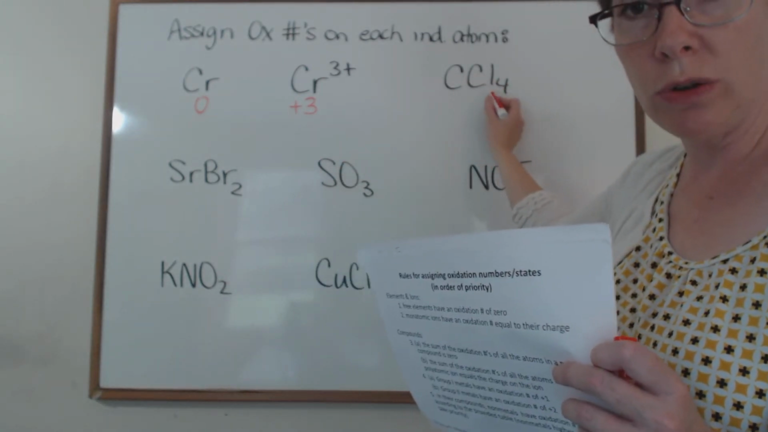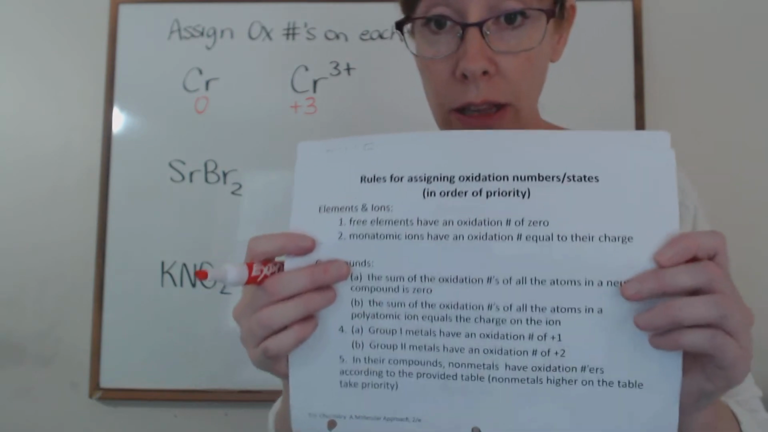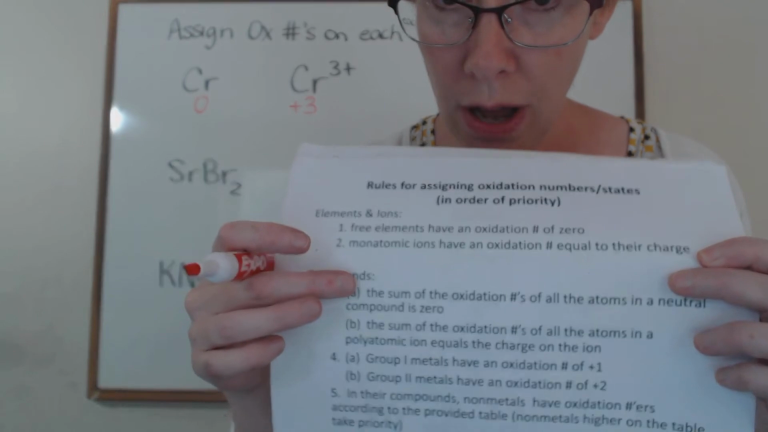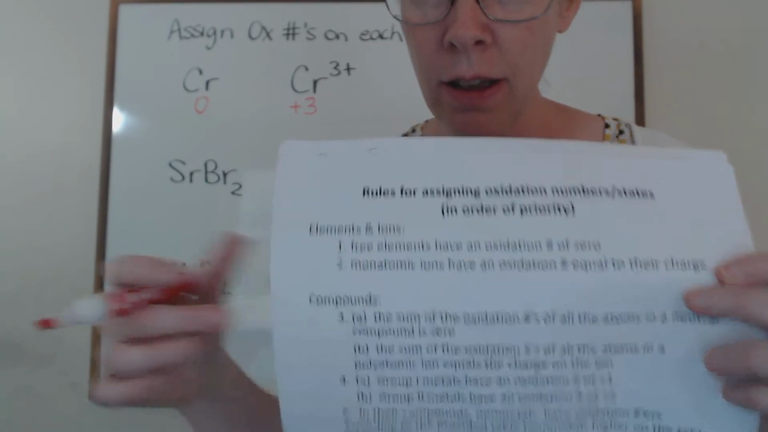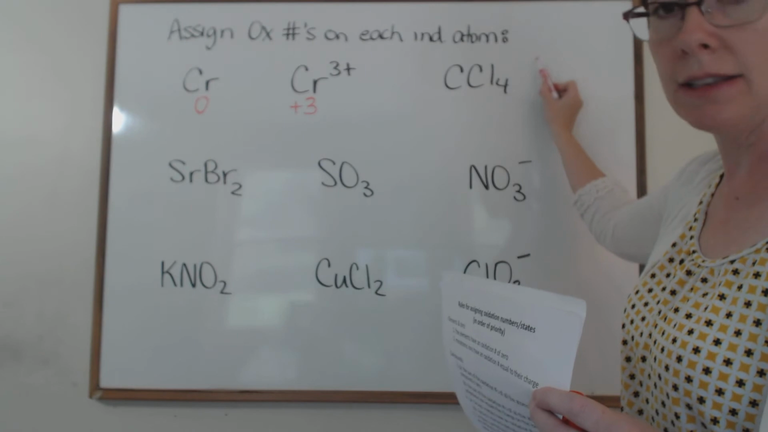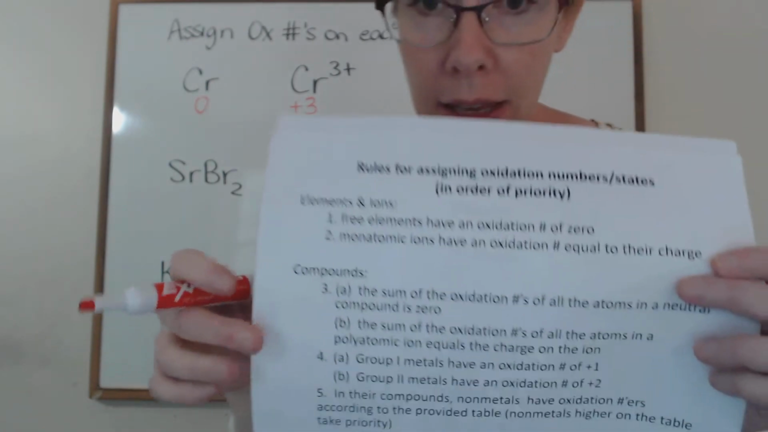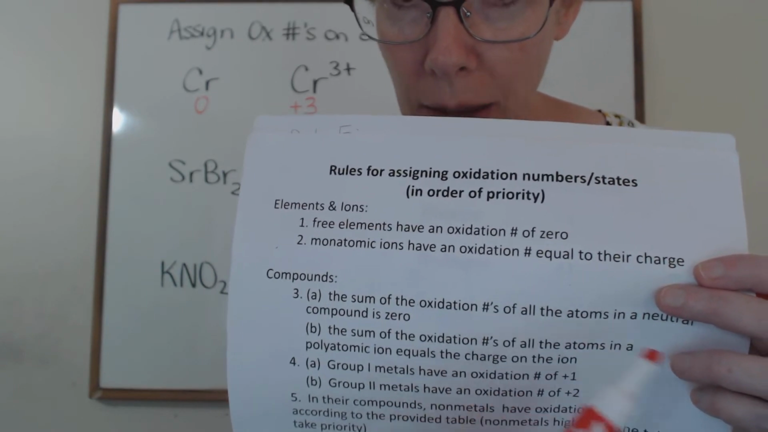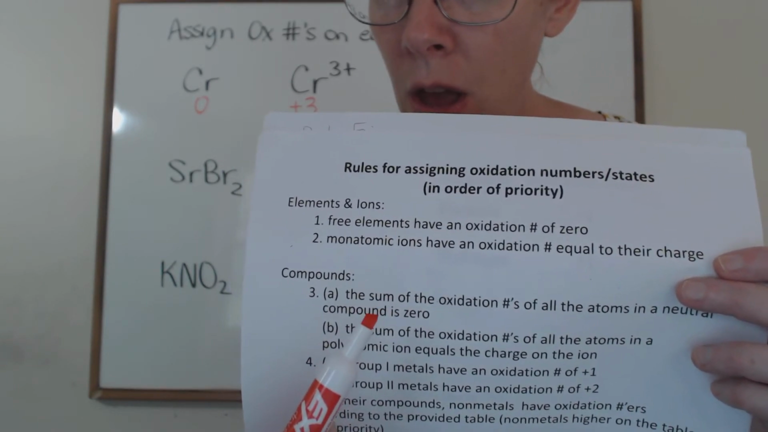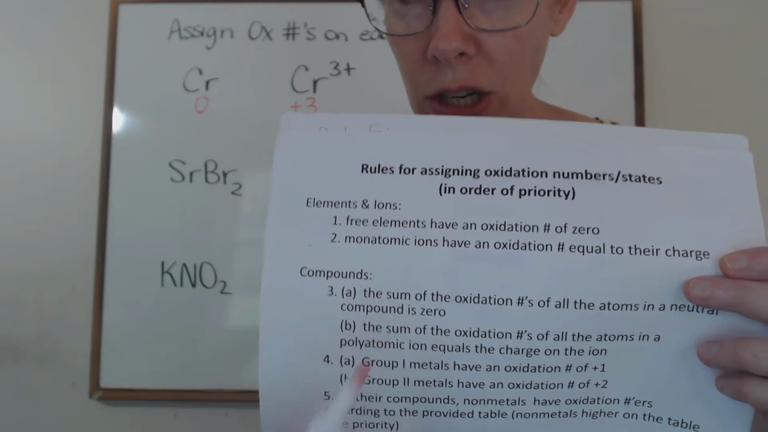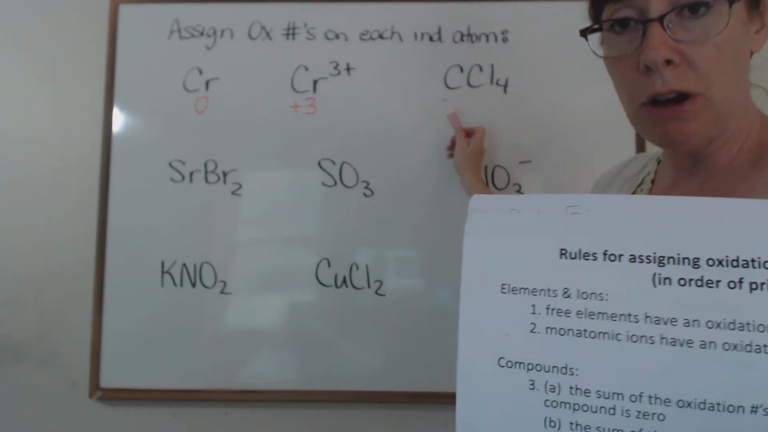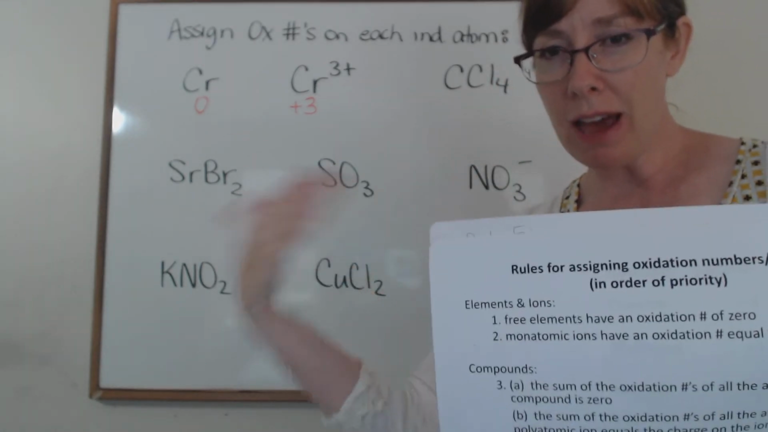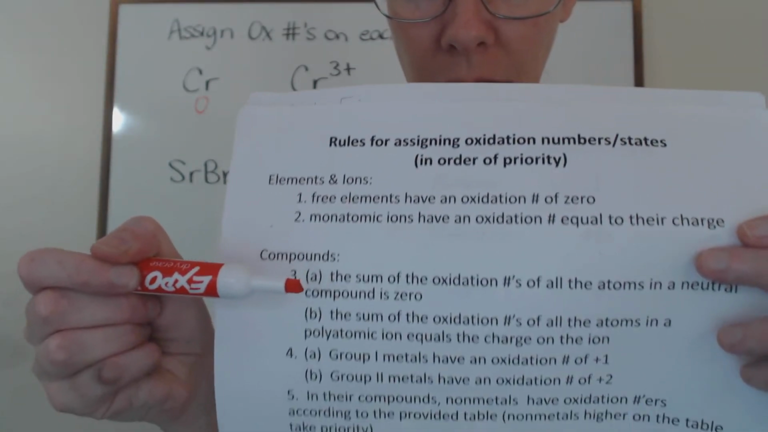CCl4, which is carbon tetrachloride, is clearly a compound, right? It's either going to be a neutral compound or a polyatomic ion. And if you don't see anything up here, that is a neutral compound, which means that all the atoms, when you add them up, that's what this word sum means, are going to have to add up to 0. All the oxidation numbers will have to add up to 0. But we need to start with something first to know how to get them to all add up to 0. So you just proceed down a little longer.